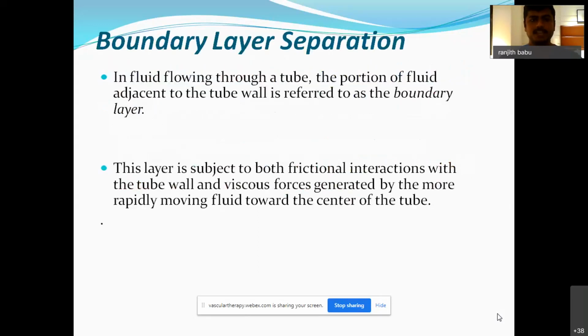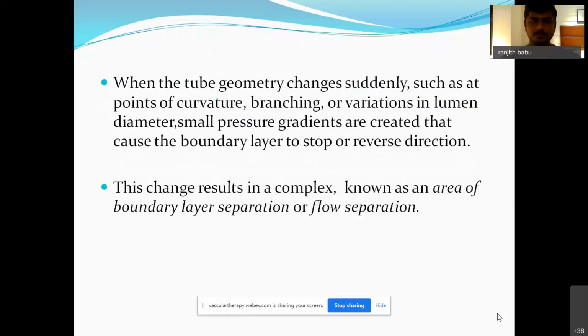Next thing is the boundary layer separation. In a fluid flowing through a tube, a portion of fluid adjacent to the tube wall is referred to as the boundary layer. This layer is subject to both frictional interactions with the tube wall and the viscous forces generated by the more rapidly moving fluid toward the center of the tube. So when the tube geometry changes suddenly, such as at points of curvature and branching or in variation in the lumen diameter, small pressure gradients are created that cause the boundary layer to stop or flow in the reverse direction. These changes result in the complex known as the area of boundary layer separation, or flow separation.